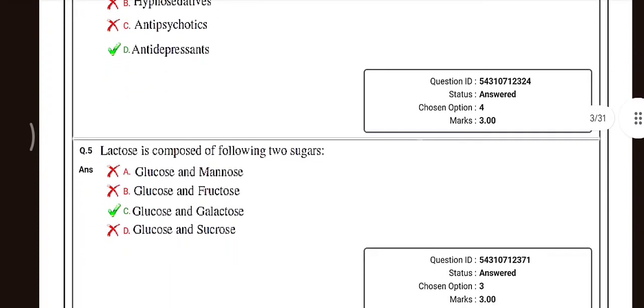Next, lactose is composed of which two sugars? Lactose is glucose and galactose.